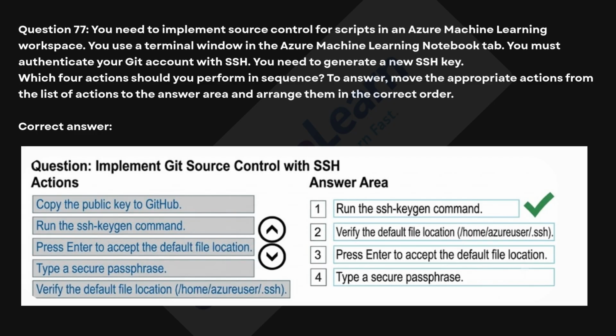the correct directory. 4. Type a secure passphrase. Step 4. Provide a strong passphrase when prompted to add an extra layer of password protection to your private key file.